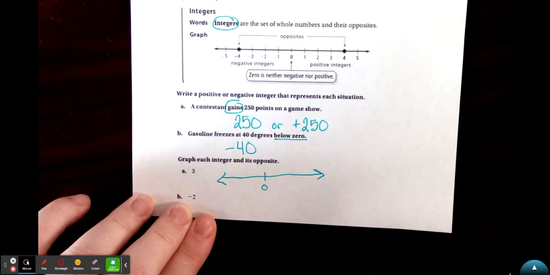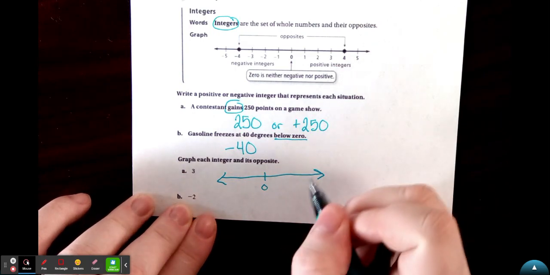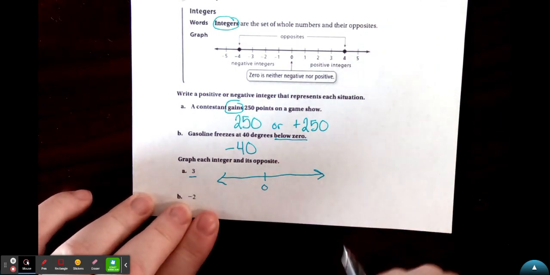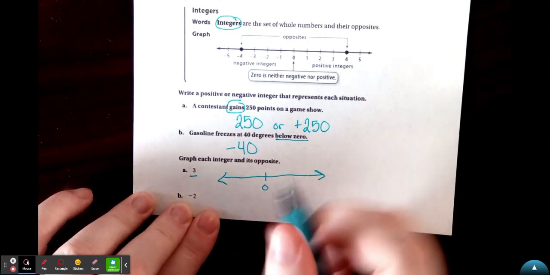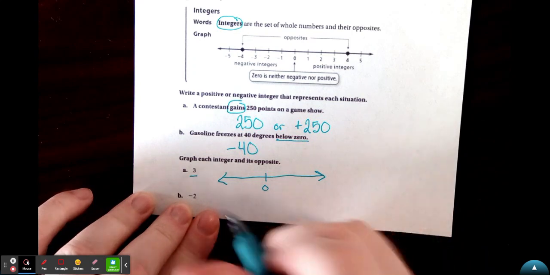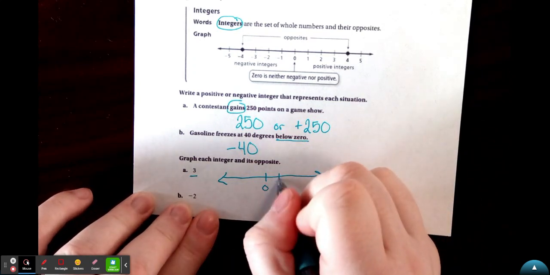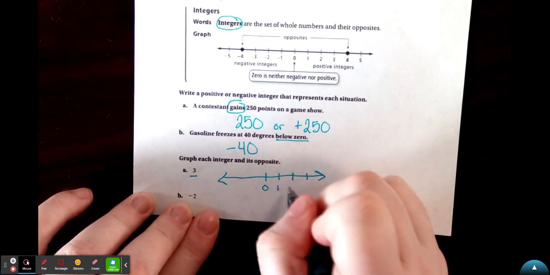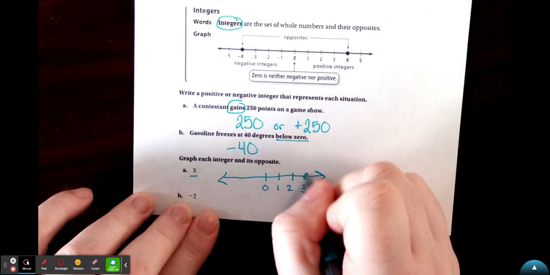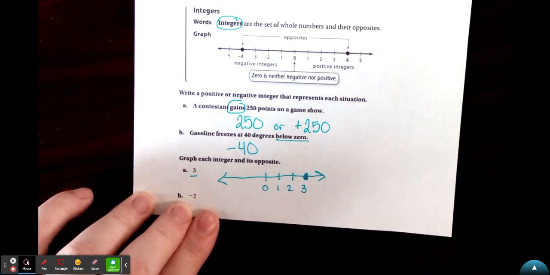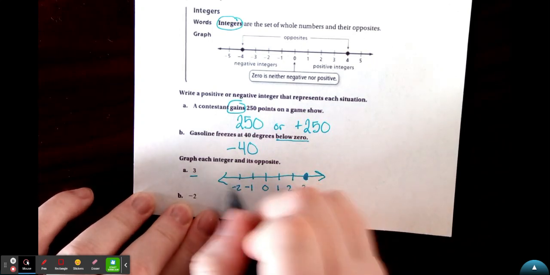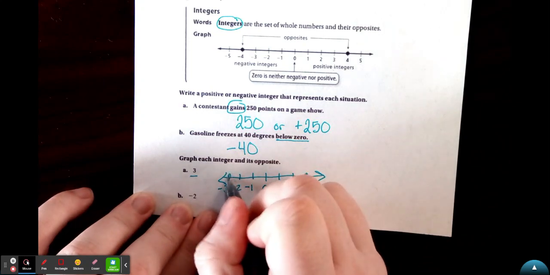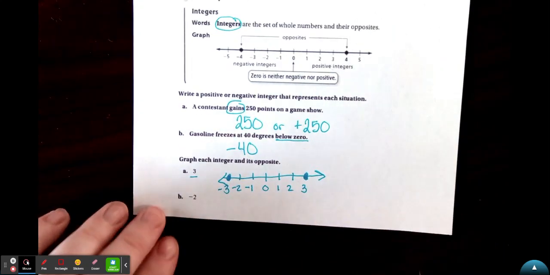All right, graph each integer and its opposite. So we are going to graph the number 3. From 0, we go in which direction, right or left? Right. We're going to go 1, 2, 3. We'll label those, and we're going to put a dot on 3. What's the opposite of 3? So negative 1, negative 2, negative 3, and put a dot.